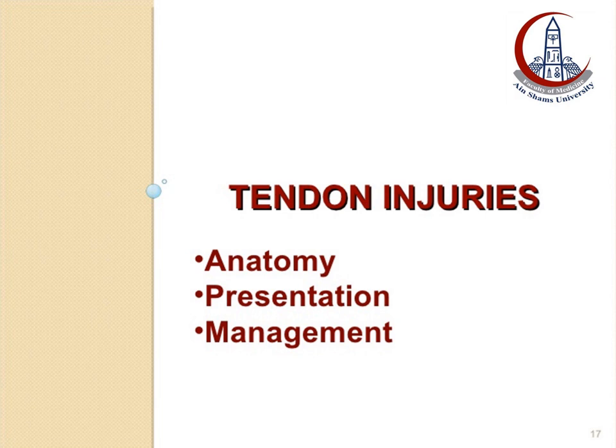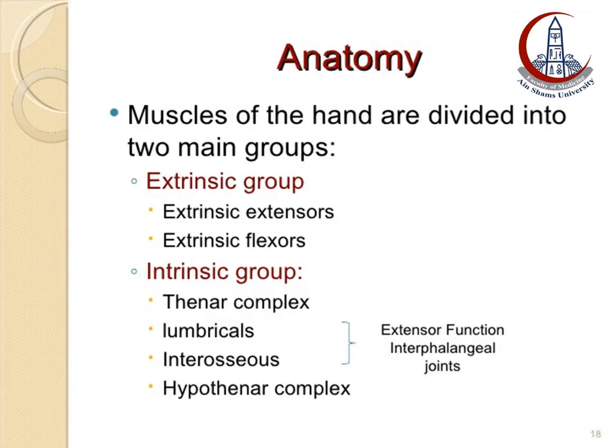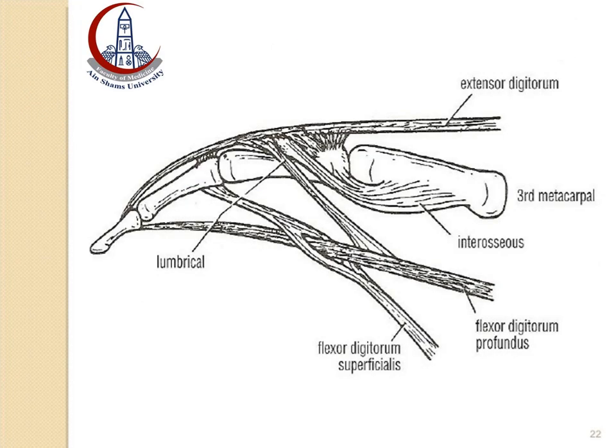For tendon injuries, you have to be aware of the anatomy of the flexor and extensor tendons, and also the small muscles of the hand, the presentation of different types of tendon injuries, and a brief on the management. Muscles of the hand, as we said, are the extrinsic group and the intrinsic group of muscles, either extensor or flexor tendons.